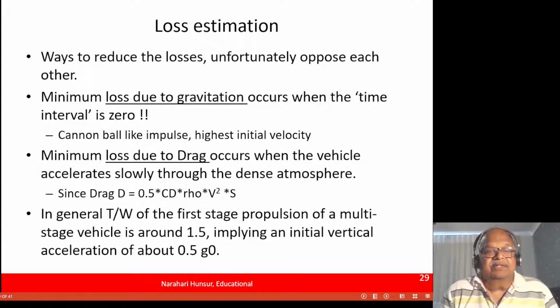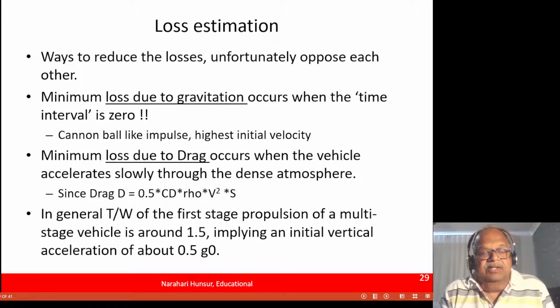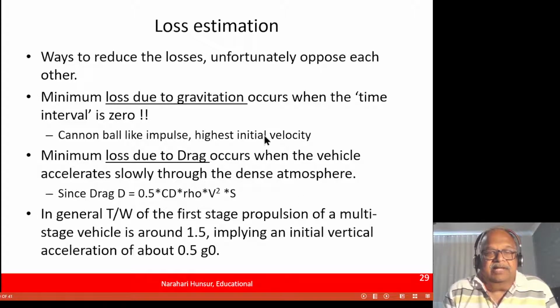So if you want to minimize the loss due to drag, the vehicle accelerates slowly through the dense atmosphere, and it becomes faster and faster as it goes to higher altitude. Let's say it crosses 50, 60 kilometers altitude, and then it becomes faster and faster. To reduce the drag loss, I have to accelerate slowly in the atmospheric condition. If I want to reduce the gravitation loss, then I have to fire instantly. So this acceleration is basically a factor of what's called the thrust to weight ratio, or the thrust loading.